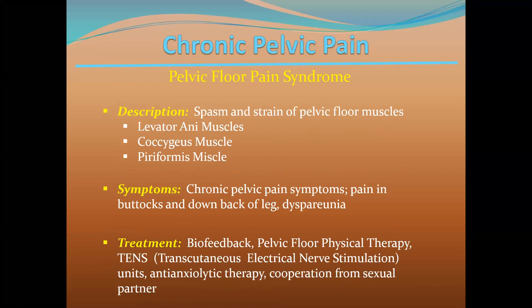Pelvic floor pain syndrome is the spasm or strain of the pelvic floor muscles: the levator ani, coccygeus and piriformis muscles. Symptoms: chronic pelvic pain, pain in the buttocks and down the back of the leg, and dyspareunia. Treatment: biofeedback, pelvic floor physical therapy, Thiele massage, transcutaneous electrical nerve stimulation units, anxiolytic therapy, and cooperation from the sexual partner.